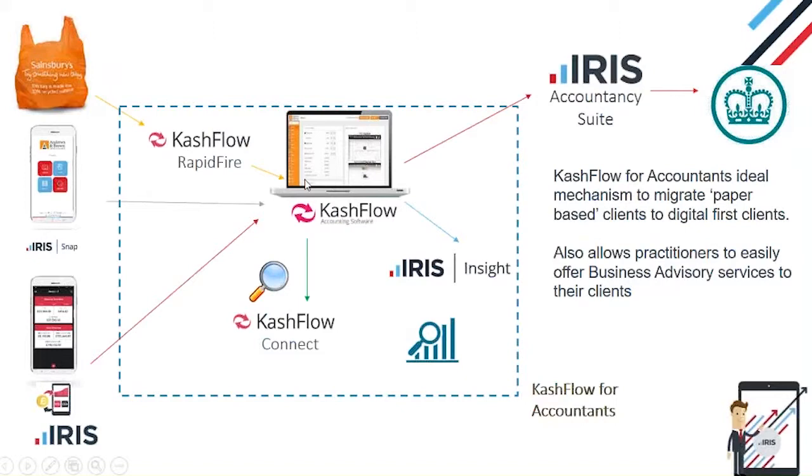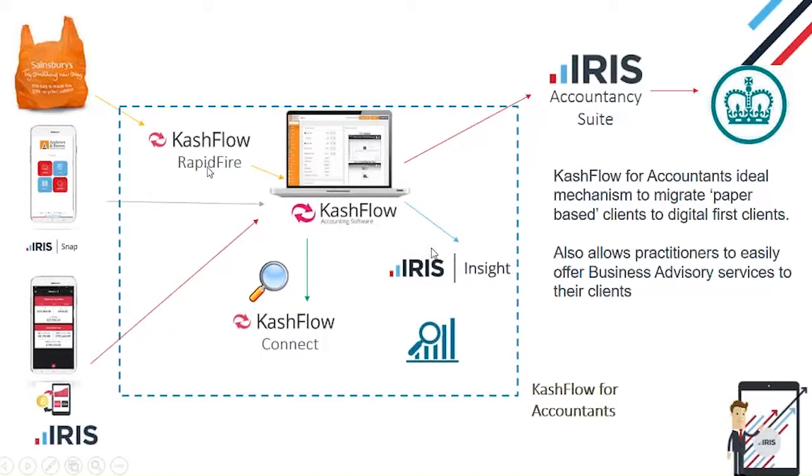Once that information's in, we can pull that out, and using Cashflow Connect, we can integrate it with the accountancy suite. So if you're using Iris, we can publish that information directly into accounts production, and this is how we can control all their reports and settings and everything like that. And then added on to these licenses, apart from the Cashflow Basic license, we've got Iris Insight.